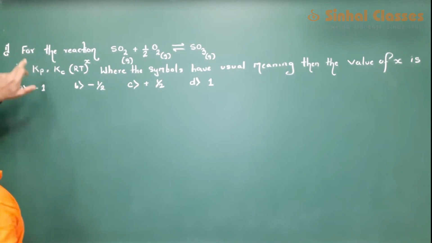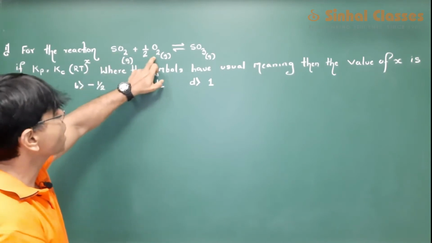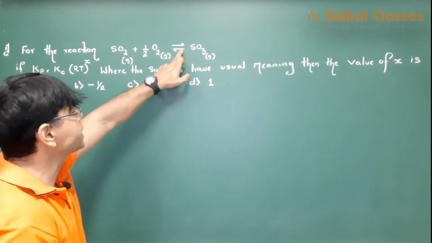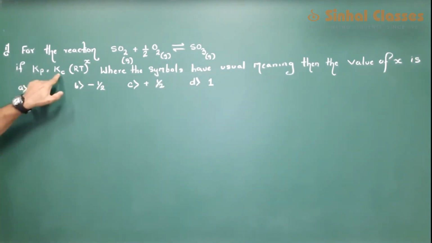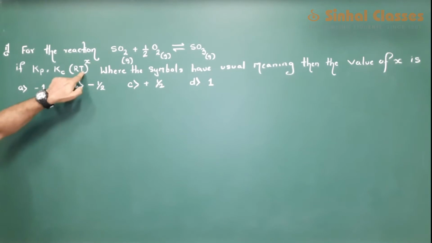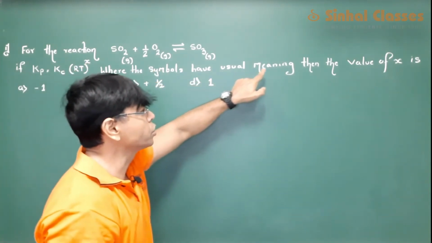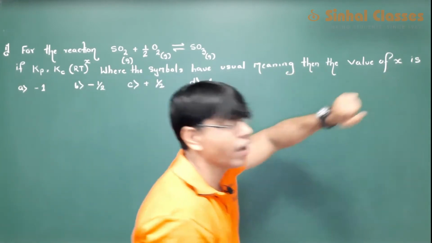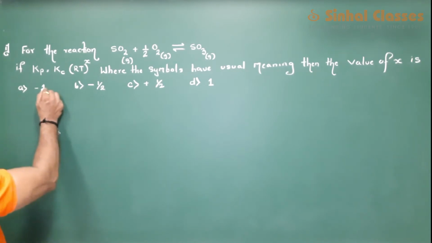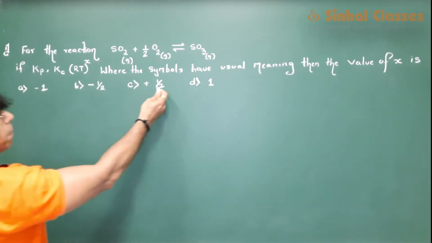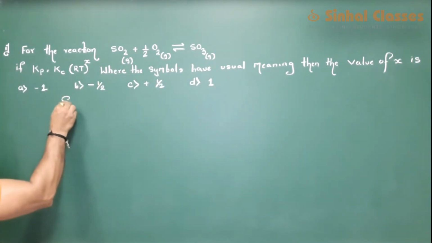The first question is, for the reaction SO2 gas plus half O2 gas having equilibrium with SO3 gas, if Kp is equal to Kc into RT raised to x, where the symbols have usual meaning, then the value of x is it going to be -1, -half, +half or 1? So let's see the solution for this question.